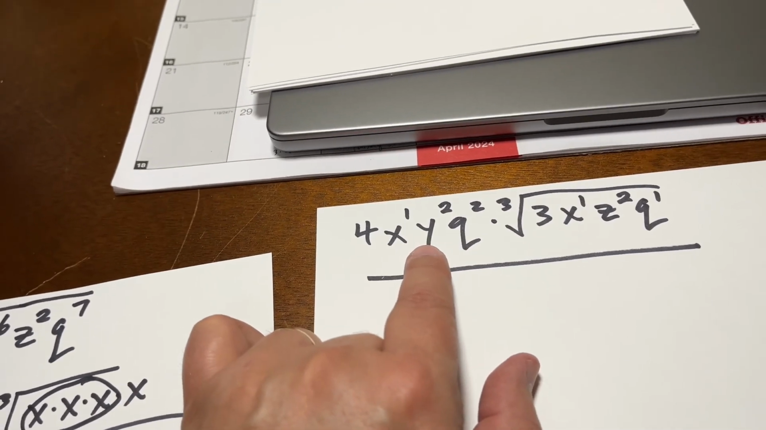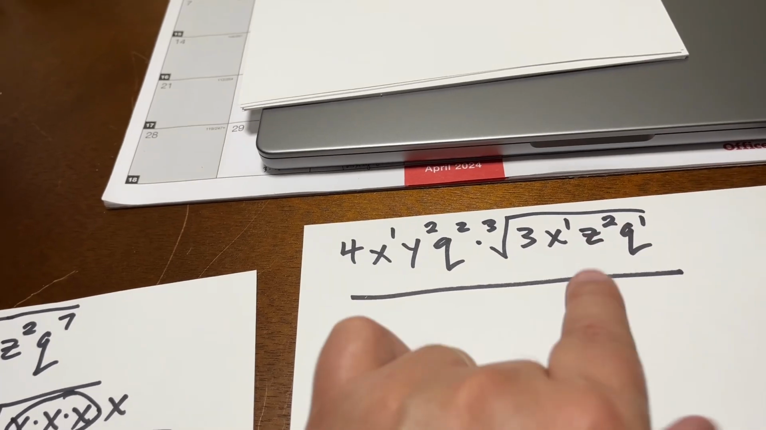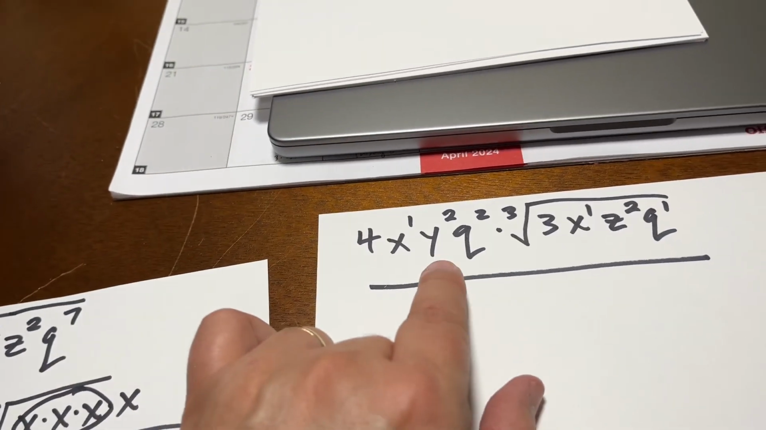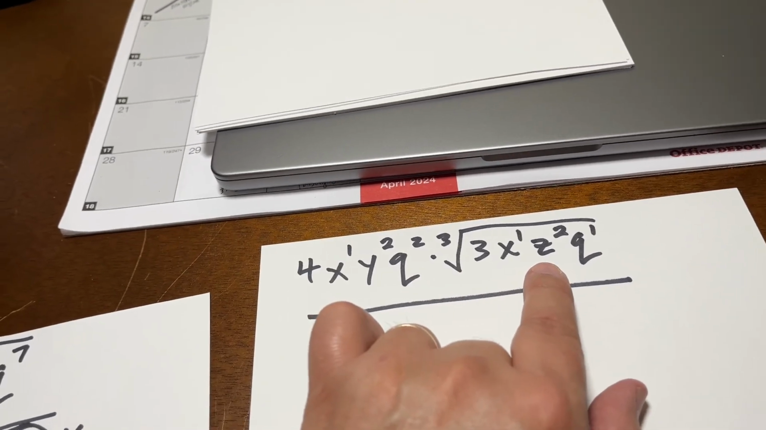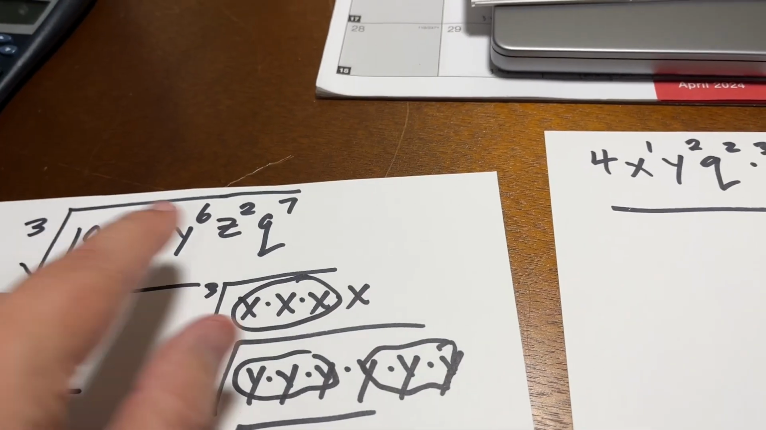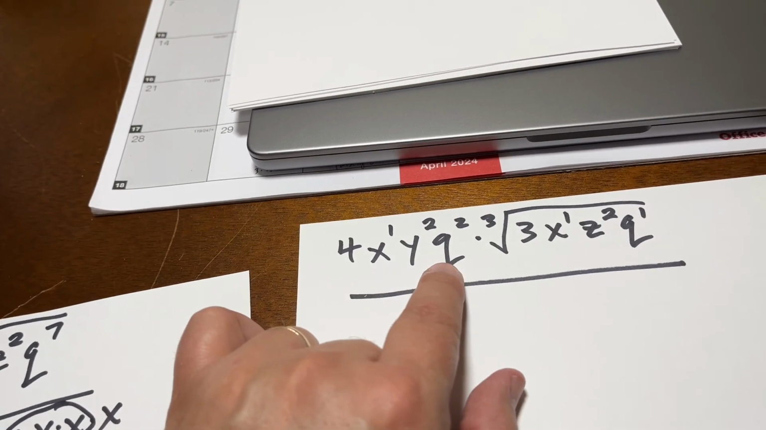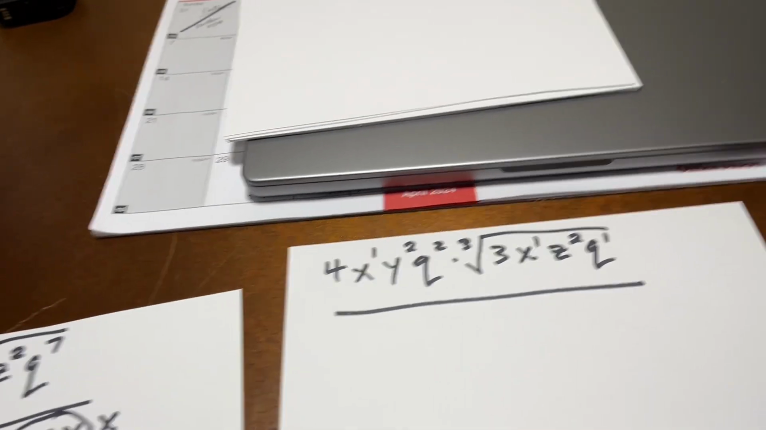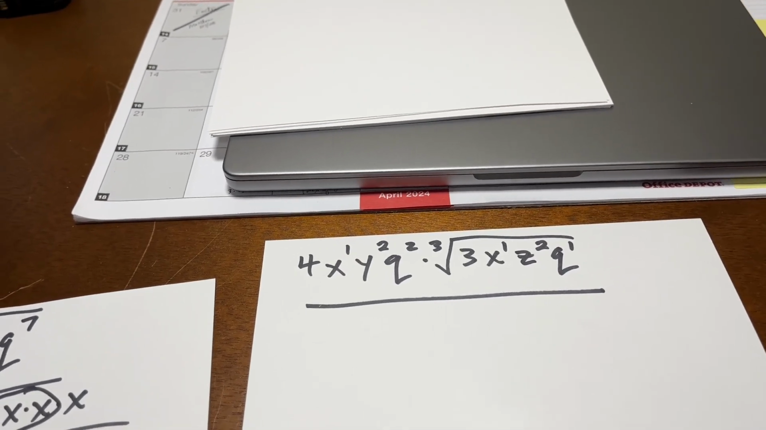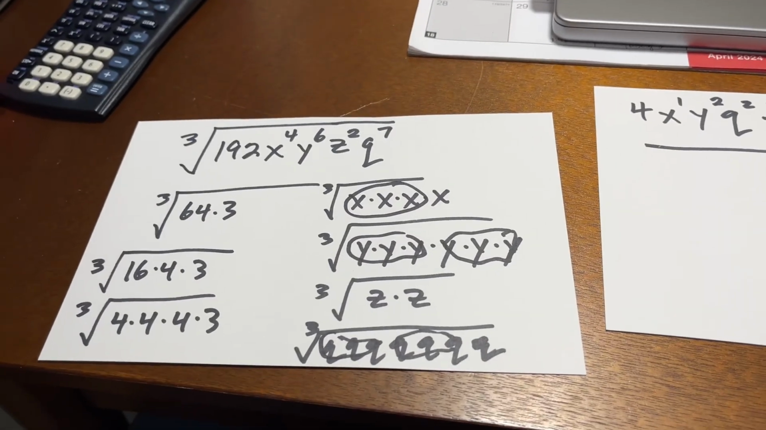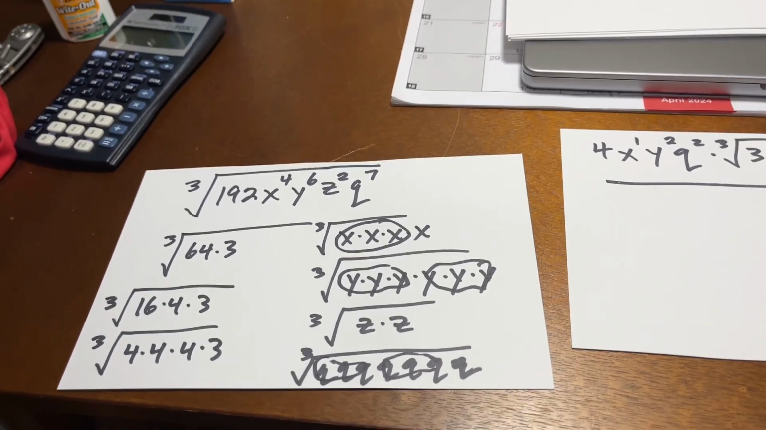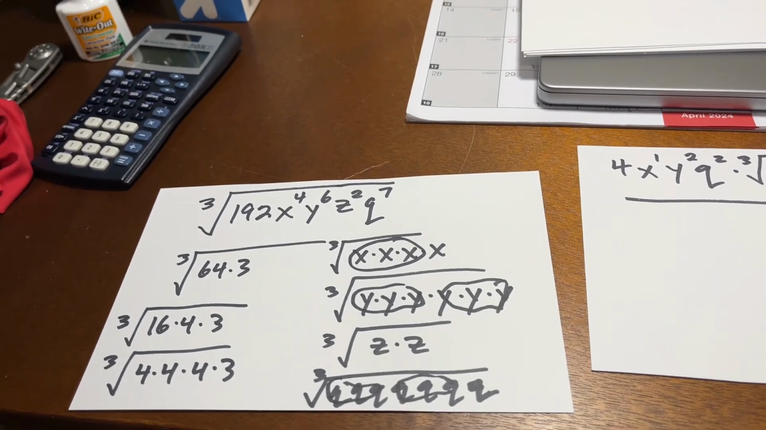3 goes into 6 2 times, so y squared, and none left over, so I don't have a y under there. 3 will not even go into 2, so I don't have any z's here. They're all under there. And 3 goes into 7 2 times, so q squared with 1 left over. So it looks like that. That's an alternative way of doing it just by dividing. This way provides a concrete way of looking at the variables. Anyway, that's a fairly difficult cube root to simplify.